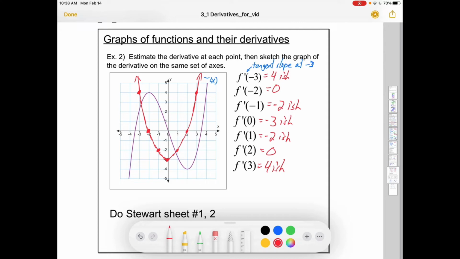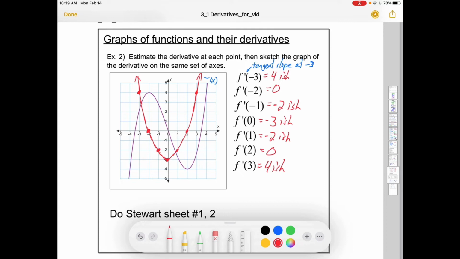That's a kind of laborious way of finding the graph of the derivative. So you can do some questions around that on the Stewart sheet that is probably in the Google Classroom, just number 1 and 2. But you should also think about what were the most important points on this.